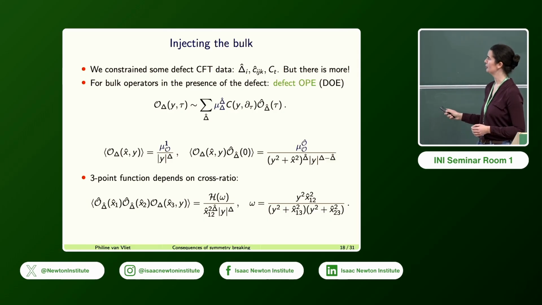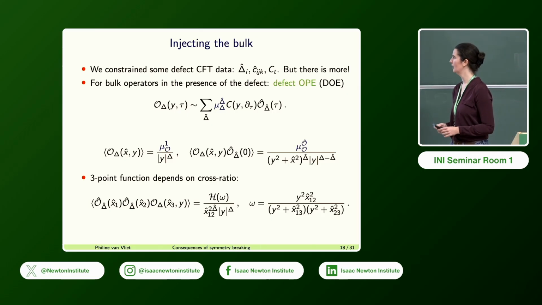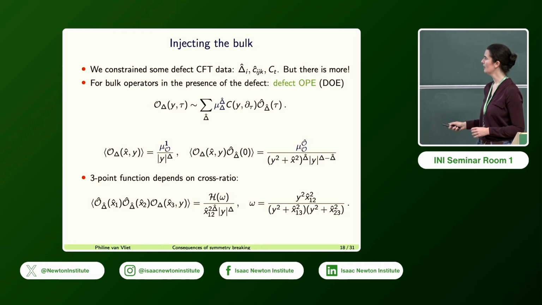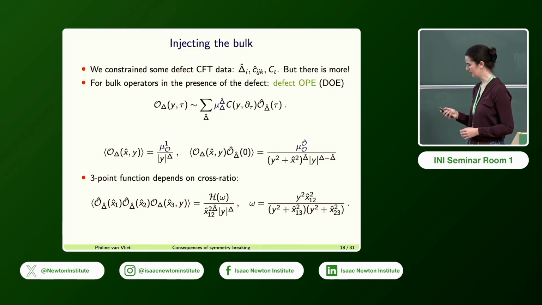And if this first operator is the identity, this would give you the 1-point function coefficient that appeared in Marco's bootstrap setup. And now we can construct a 3-point function of 1 bulk and 2 defect operators that depends on a single cross ratio. This cross ratio we now denote by omega. And again here y is the distance to the defect, and all these x hats are just the coordinates along the defect.